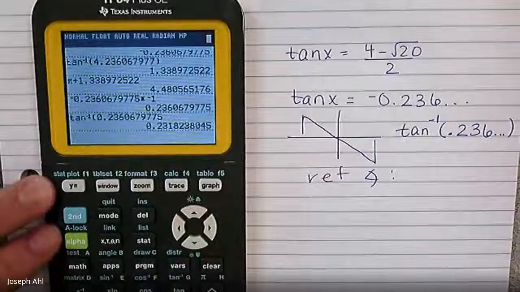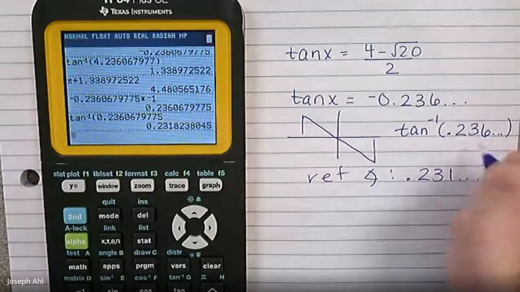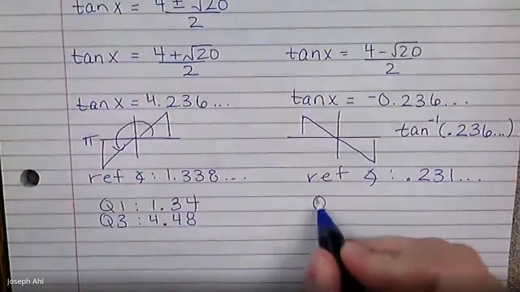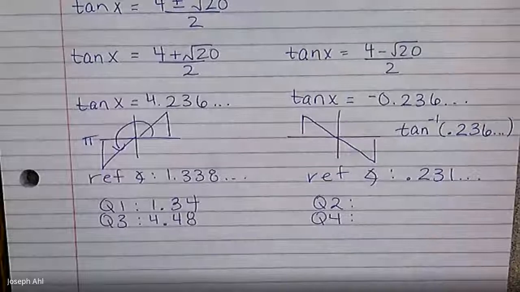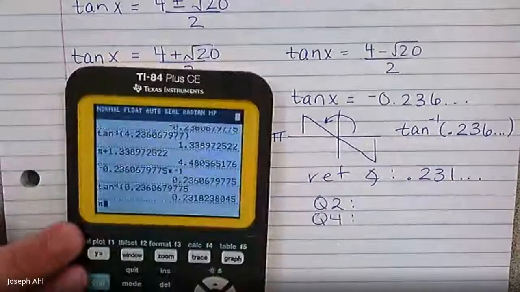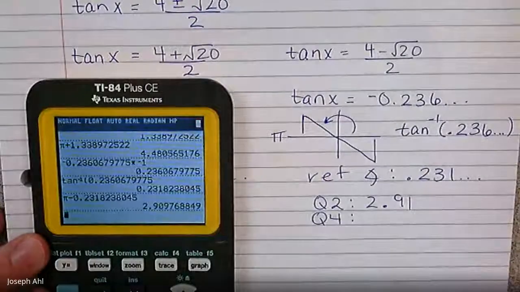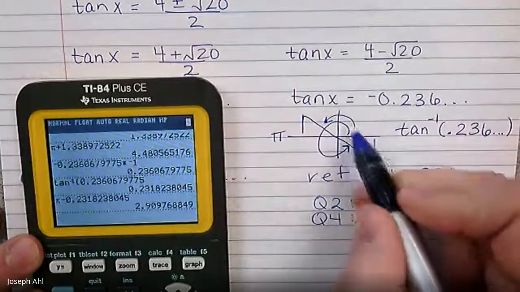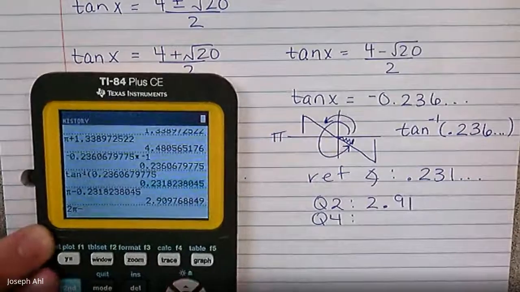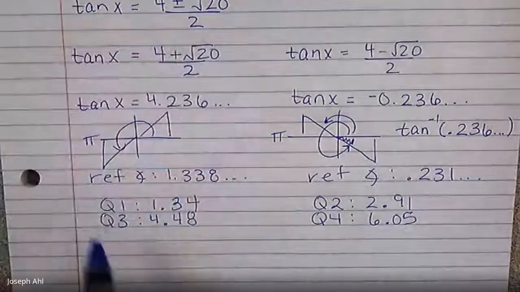Tan inverse of that is 0.231. And I realize that's weird because it's so close to what we were doing tan inverse of, but don't get too thrown off by that. We have a quadrant 2 and a quadrant 4 answer on this side. Quadrant 2 is pi minus the reference. Pi minus the reference is 2.91. And then quadrant 4, remember, is full circle, 2 pi, minus the reference. 2 pi minus, just make sure you get the reference, 0.231, is 6.05.